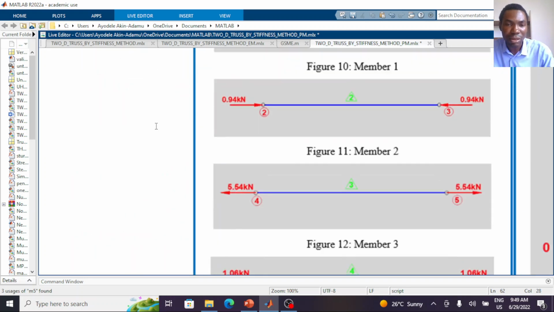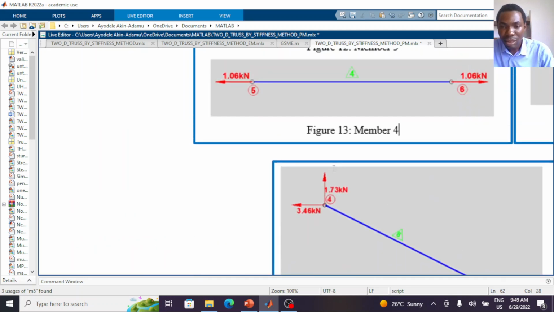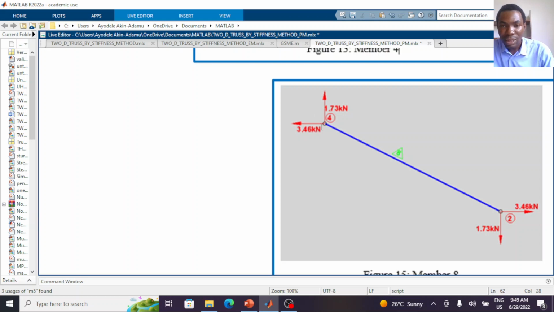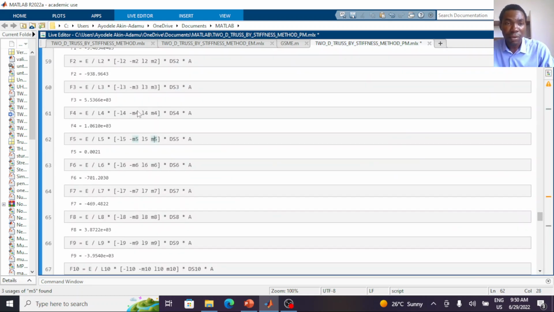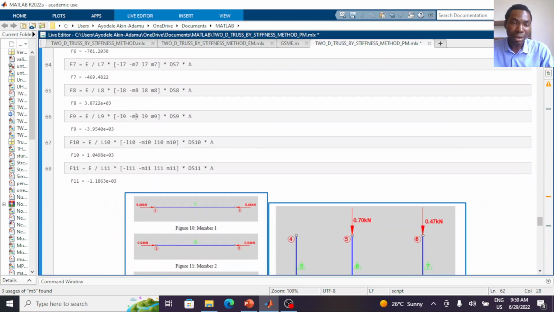3.872 kilonewton. If you see the element here, one is 3.46, one is 1.73. The resultant of these two forces is 3.86 something kilonewton. So you can see that the finite element procedure is a very powerful method for solving Truss problem.